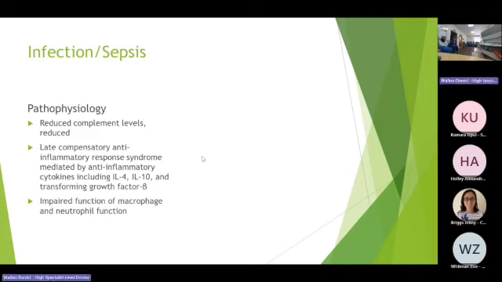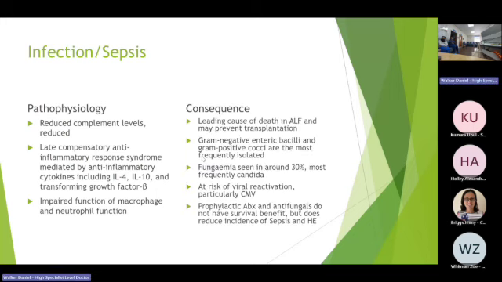Infection. So the liver produces a lot of the complement proteins. As I said earlier, you get a late anti-inflammatory response, mediated by IL-4/10 and transforming growth factor beta, and you essentially get impaired macrophage and neutrophil function. The consequence, as said earlier, is that sepsis is the leading cause of death in acute liver failure. And essentially, if they've got a significant infection, you can't transplant them.